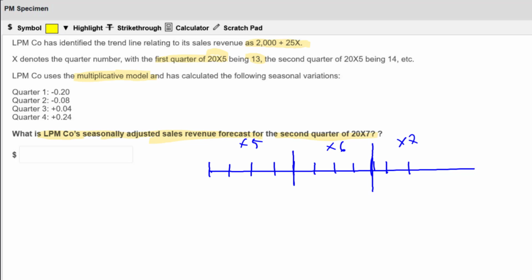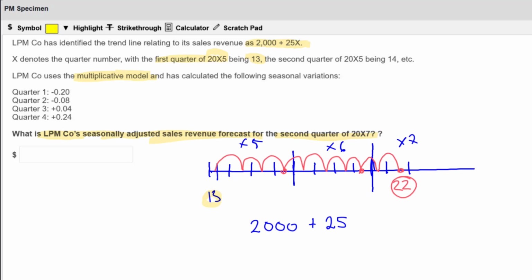And they told us that Q1 of 2015 is actually quarter 13. So we can just count that up. We've got 13, 14, 15, 16, 17, 18, 19, 20, 21, 22. So the second quarter of 2017 will be quarter 22. Guys, now it's easy peasy lemon squeezy. I take the trend, which is 2000 plus 25 multiplied by x, and x is going to be 22.